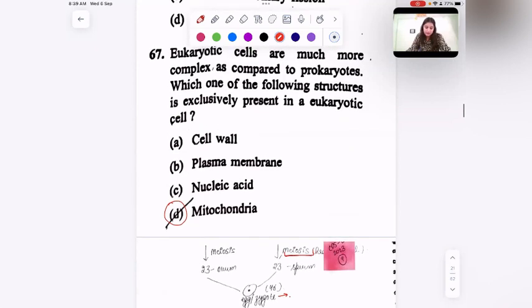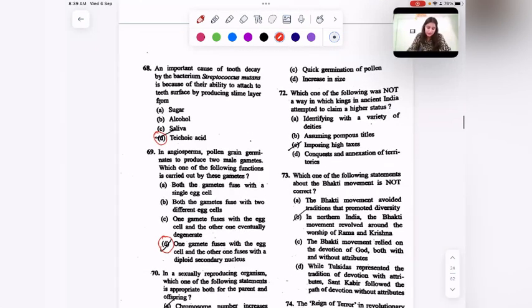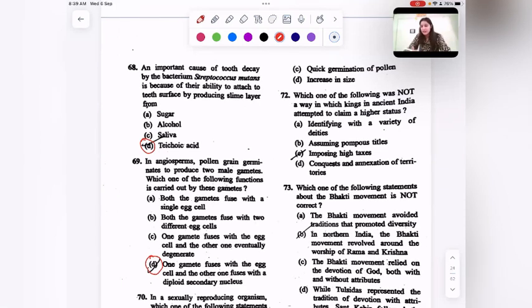Next. An important cause of tooth decay is a bacterium. It is able to attach to our teeth by forming a slime layer of teichoic acid. Option D is the answer.